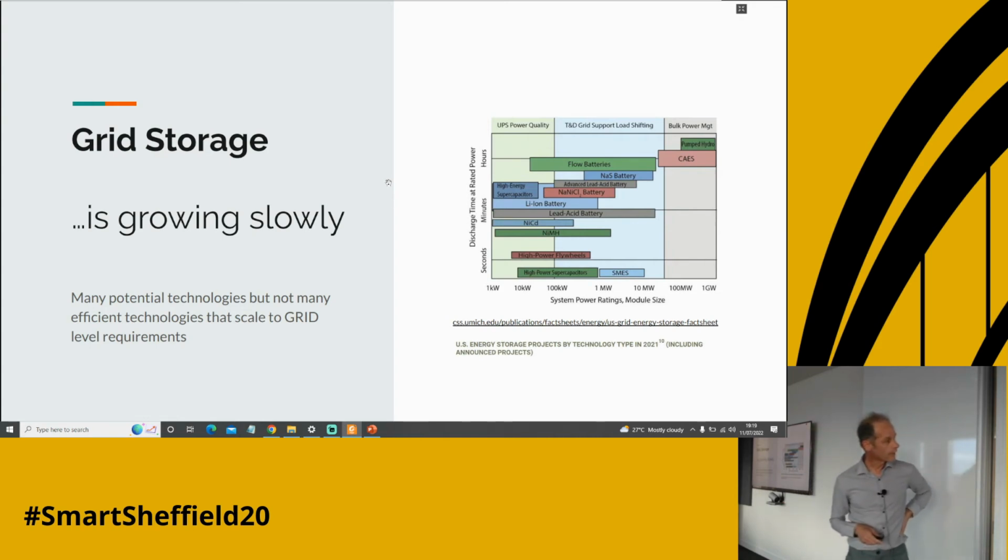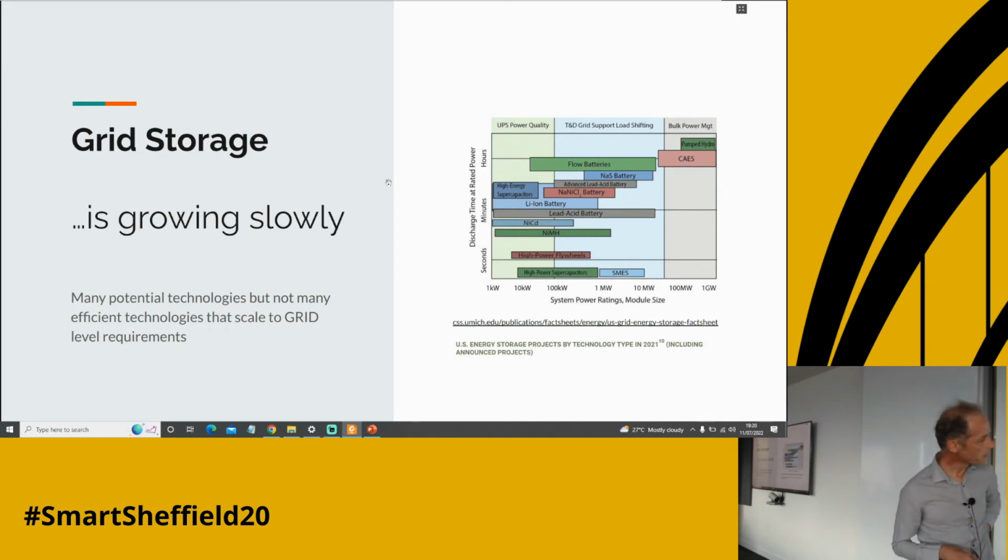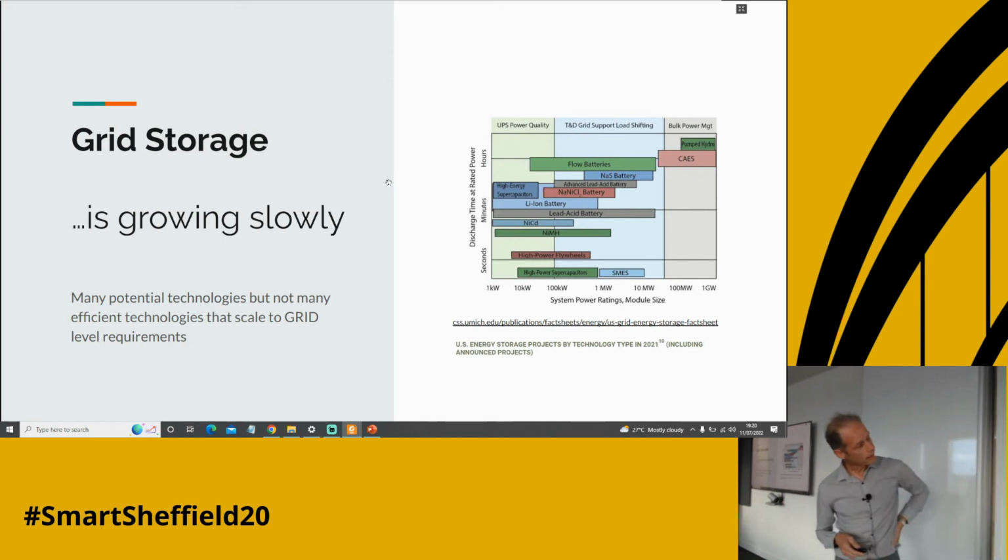So just a bit of context for some of these technologies. This is, I think, from a US site that gives the scalability of some of these technologies, and as you can see, we've got pumped hydroelectric and compressed air at the right-hand side of that graph, which are probably good technologies, but they're also quite expensive technologies. And they don't solve all the problems of distributing power over the grid.